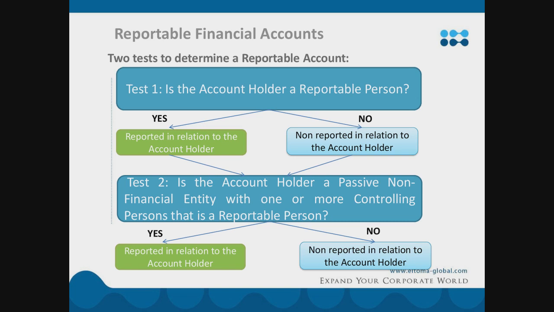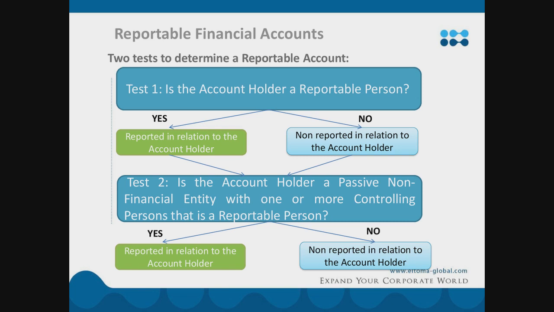So the first test is in relation to the account holder, and the second test is in relation to the controlling persons of certain entity account holders. First, here we've got another algorithm to determine whether the financial account is a reportable account. Test one is to determine whether the account holder is a reportable person. If the answer to this question is yes, then the account is reported in relation to the account holder. If no, then the account is non-reported in relation to the account holder.